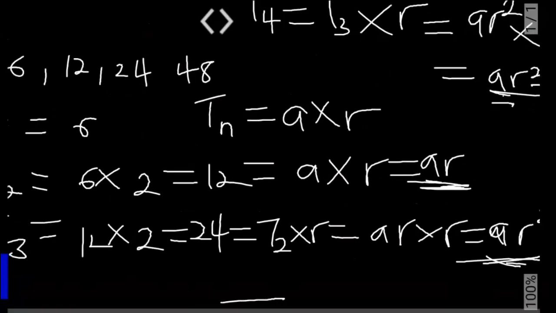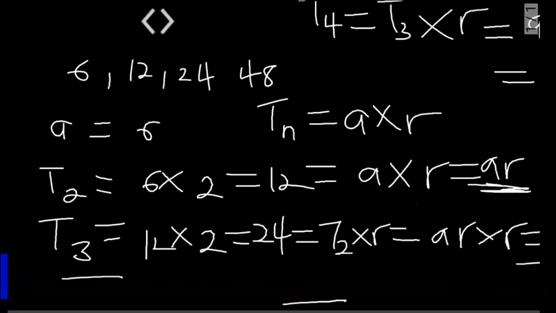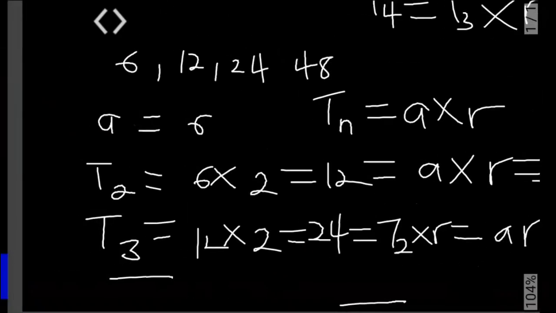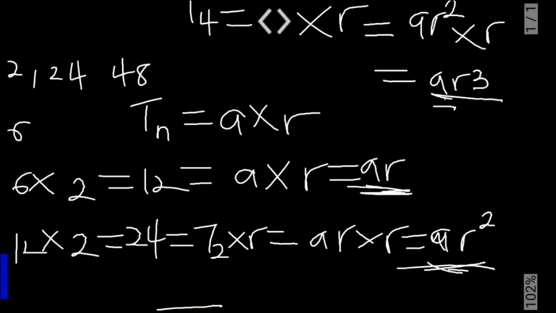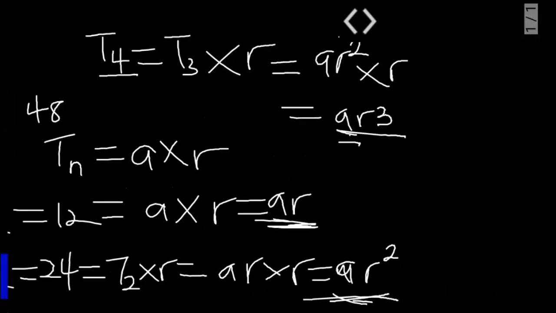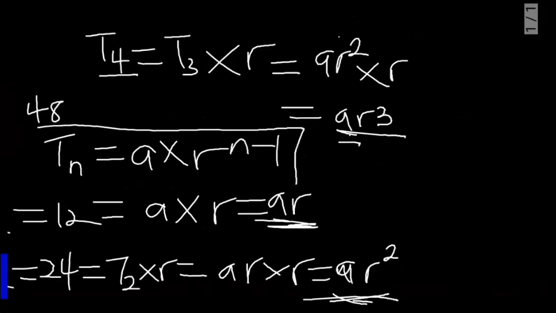For the third term, we have 3 minus 1, so we have 2 as its power. For the second term, we have 2 minus 1, so we have 1 as its power. For the fourth term, we have 4 minus 1, so we have 3 as its power. So we have n minus 1. So this is the formula to get the nth term of a geometrical progression. Let's put this into practice.